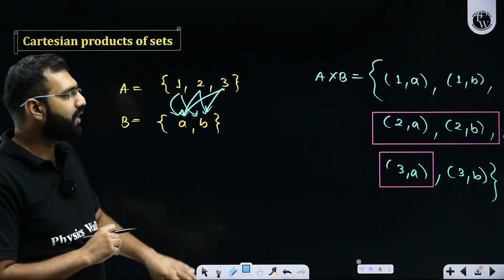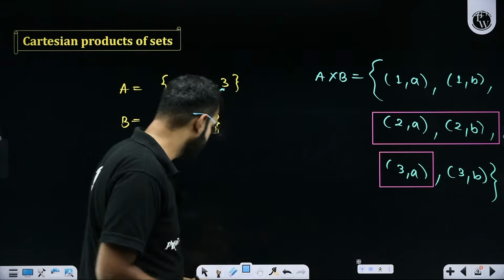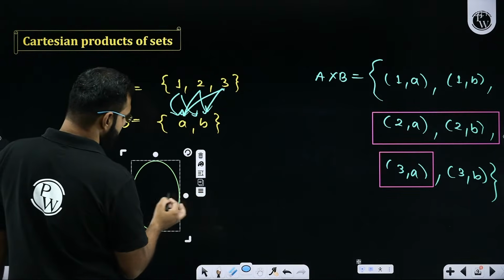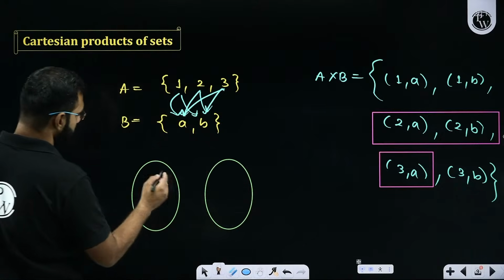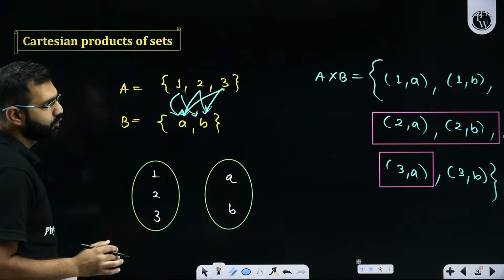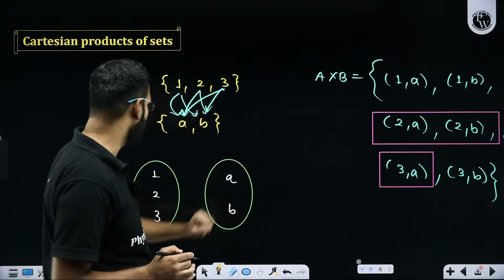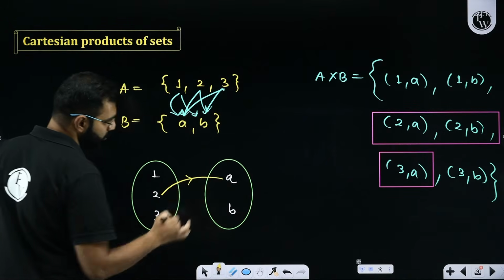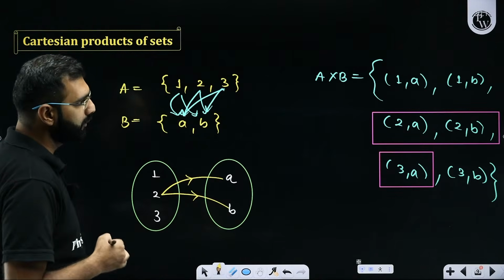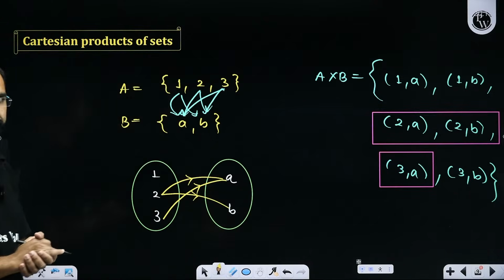So let's say I have chosen some ordered pairs from A cross B. What did I do? From A cross B, I have chosen some ordered pairs. So this was set A, this was set B. Set A had elements 1, 2, 3. Set B had elements A and B. But I have chosen, let's say, these 3 elements. So which 3 elements? The ordered pairs which I have chosen are 2 comma A, then 2 comma B, and one more element, which is 3 comma A. So these are the few pairs I have chosen.